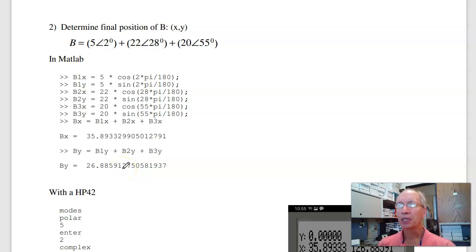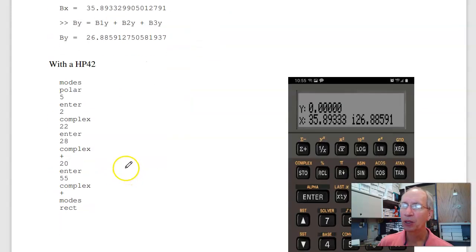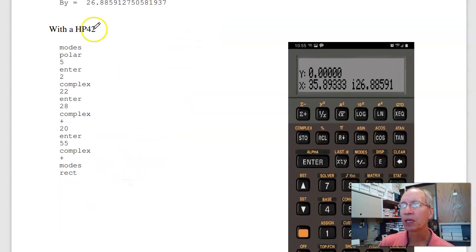Problem 2. Same idea. Add these vectors together. In Matlab, I can add them by converting to rectangular form, the x and y coordinates. The x's add up, the y's add up. Or with an HP42, input the numbers in polar form, add them all up, and I get the same answer.